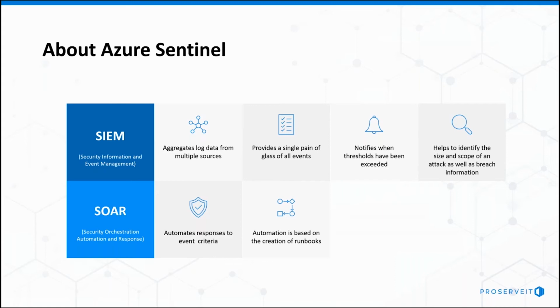It's also a SOAR solution. What a SOAR solution is stands for Security Orchestration, Automation, and Response. Based on the creation of runbooks, you can automate response to events that the SIEM creates. So for an example, if your firewall is getting hit by multiple attacks from a single IP, then your SOAR solution can then say, well, let's introduce a new firewall rule that blocks all communication from this IP address. That's just a simple example.